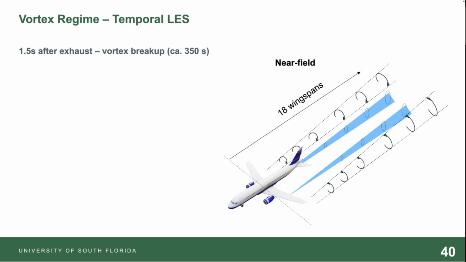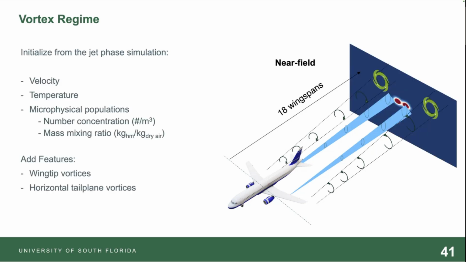So the next regime that we saw is the second sort of step or stage, and that is the vortex regime. So this regime, as we saw earlier, is essentially governed by those wingtip vortices and also the vortices from the horizontal tailplane of the aircraft. So it starts right after the jet phase ends, so approximately 1.5, maybe 2 seconds in, and goes all the way up to the breakup of that vortex pair. I will show some renders of this in just a second, and that will clear things up.